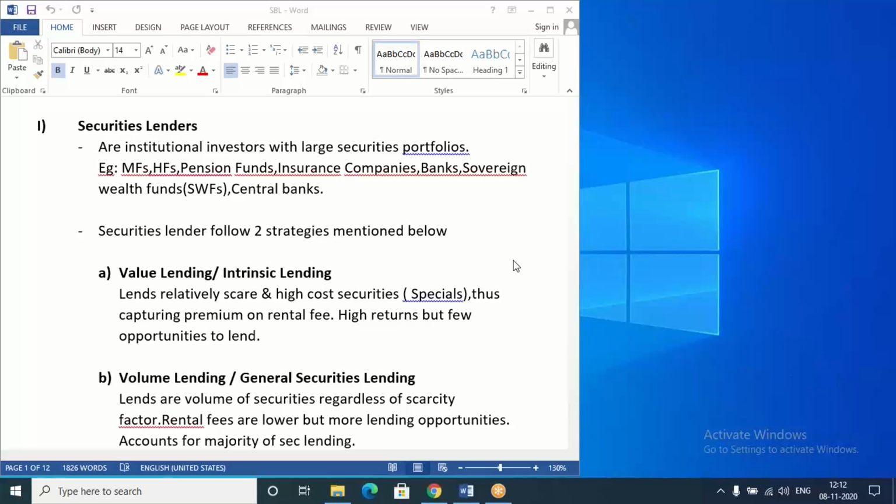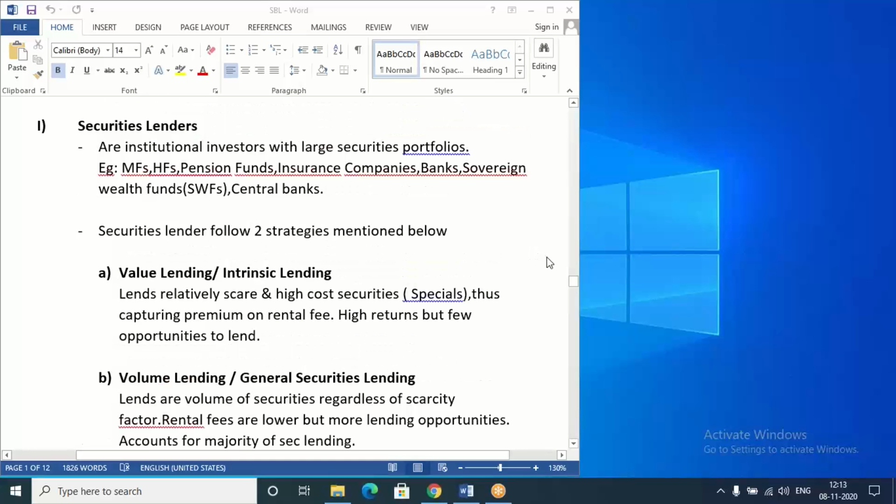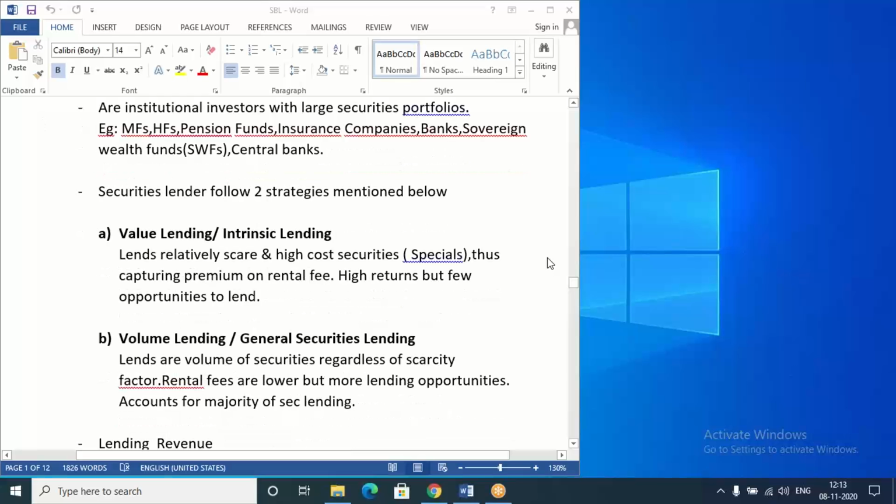Is this clear, guys? Yes or no? So do you want to write this down, or do you want me to continue and you'll copy from the video, or do you want some time to write this down?